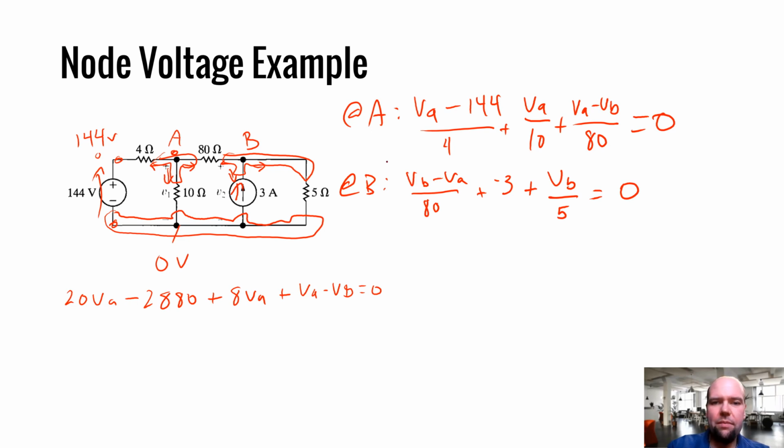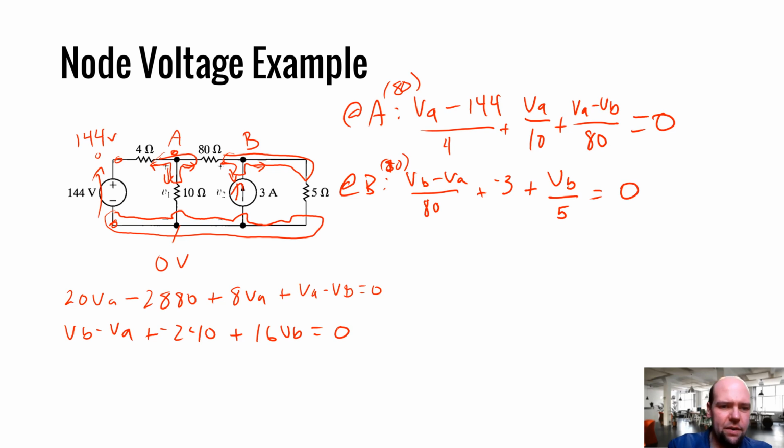And we're going to multiply this bottom one by 80 as well. So that one's going to be VB minus VA plus 240 plus negative 240 plus, should that be 16? Okay, and that's my two equations here.